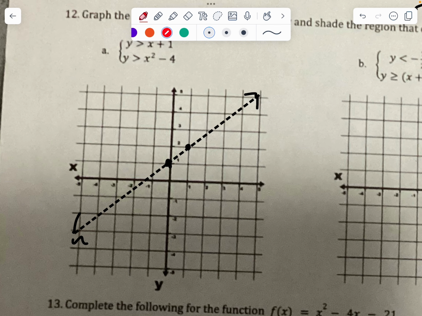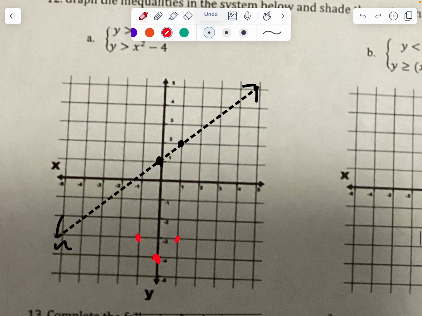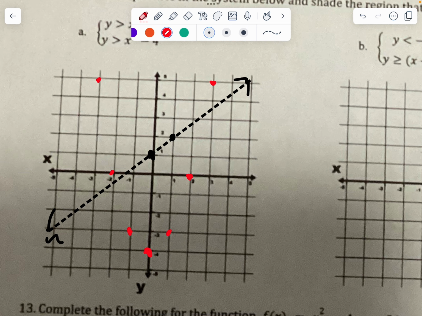And now I'll use a different color for the other equation, x squared minus 4 down here. Boom, boom, boom. It's a very bright color. I don't know if I like it. Boom, boom. I'll have to mess with it.